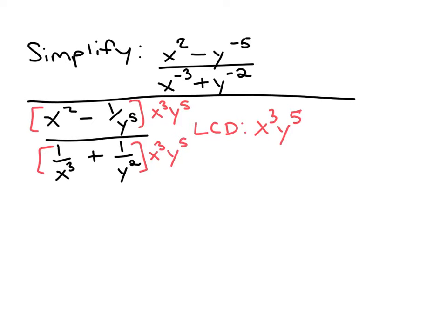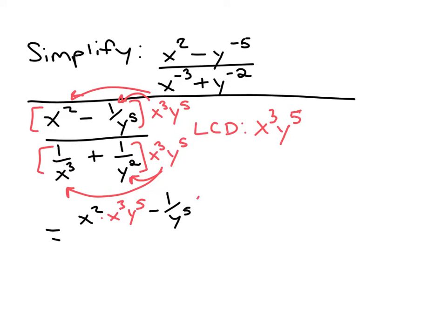So when you do that, make sure that you distribute to both parts. You have to multiply everything by x cubed, y to the 5th, whether or not you need it, to clear a denominator. You have to multiply all the way across. So the x squared that we had, we need to multiply that by x cubed, y to the 5th, minus 1 over y to the 5th, times x cubed, y to the 5th, all over 1 over x cubed, and you get the idea. Over y squared times x cubed, y to the 5th.